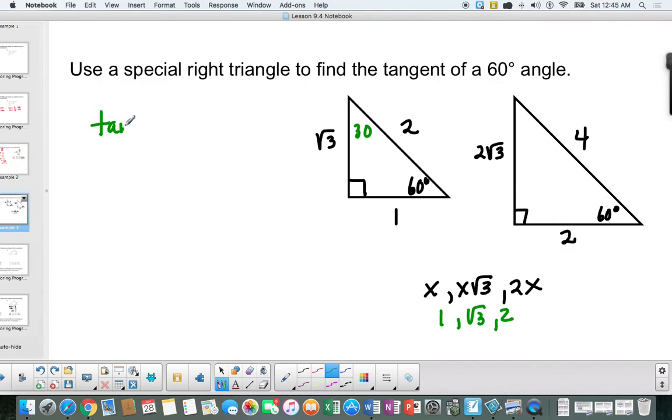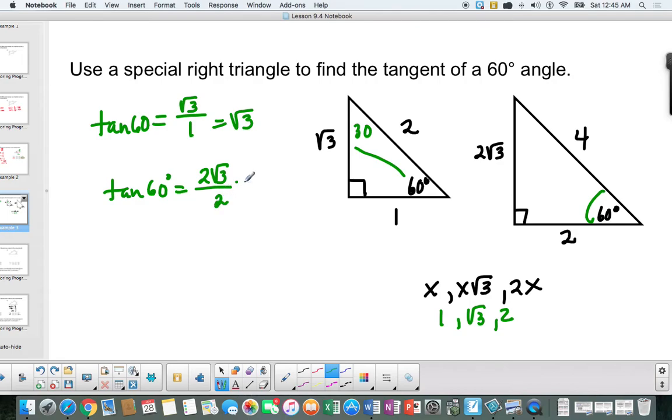We want to find the tangent of 60, and we're going to look at the opposite leg, which is root 3, divided by the adjacent leg, which is 1. And when we simplify that, that's root 3. The tangent of 60 degrees for this other triangle right here: the opposite is 2 root 3, and this is 2, and that simplifies to root 3. I'm trying to show you that all tangents of 60 will give us the same number because all these triangles are similar, and so the ratio of opposite over adjacent will always be the same.